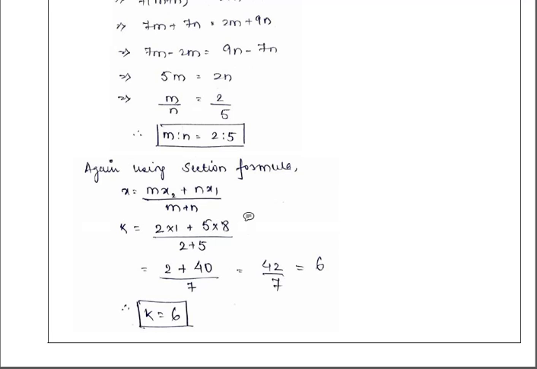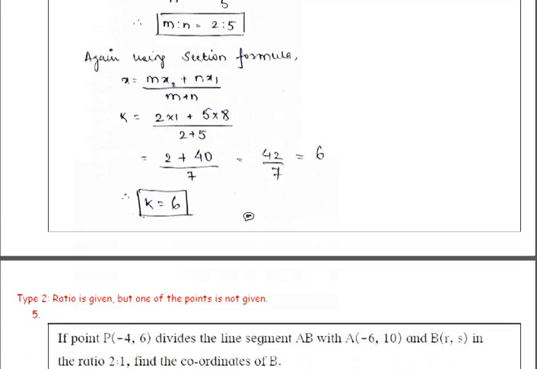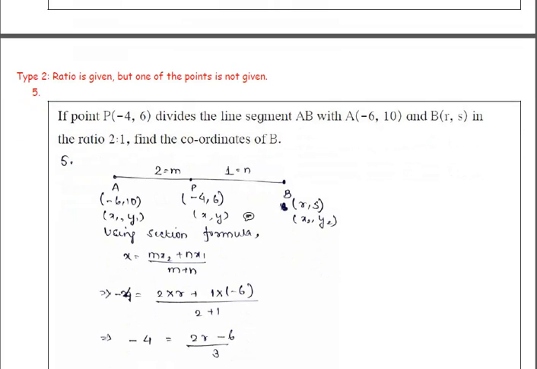Please remember that. So this was the first type of question where all the points were given but the ratio was not given. We move ahead to the second type of question now. In the second type of question, the ratio is given but one of the points is not given. How? Let's see this. If point P (minus 4, 6) divides the line segment AB with A as (minus 6, 10), B as (R, S) in the ratio 2:1, we have to find the coordinates of B.